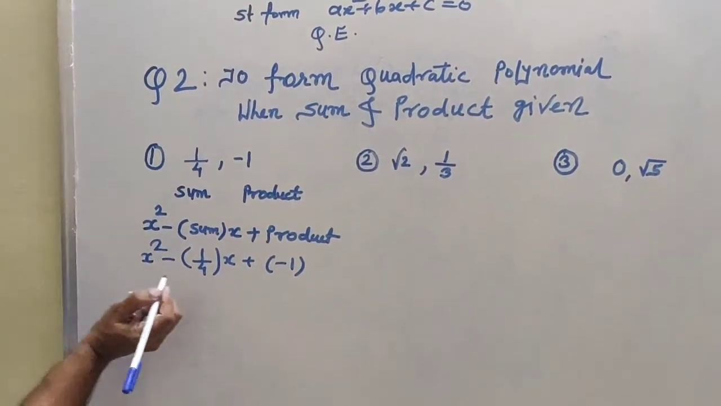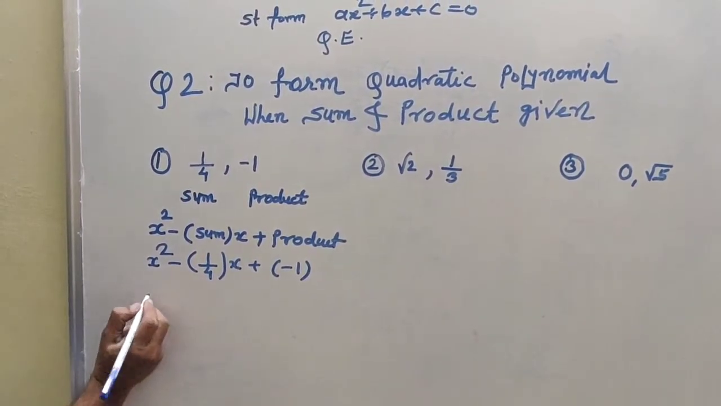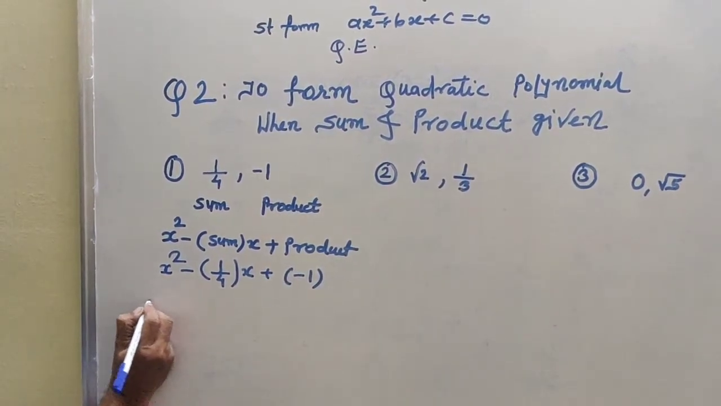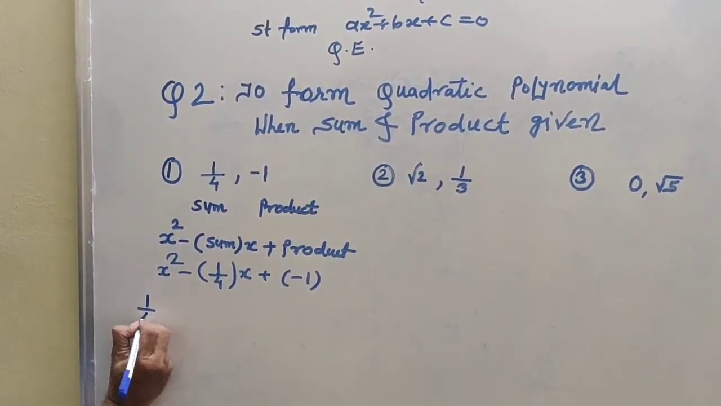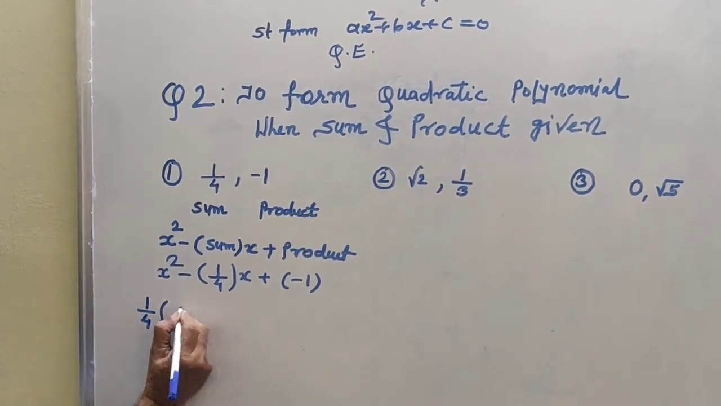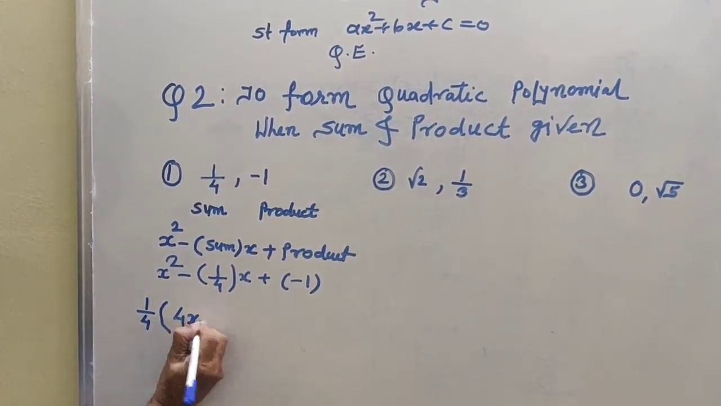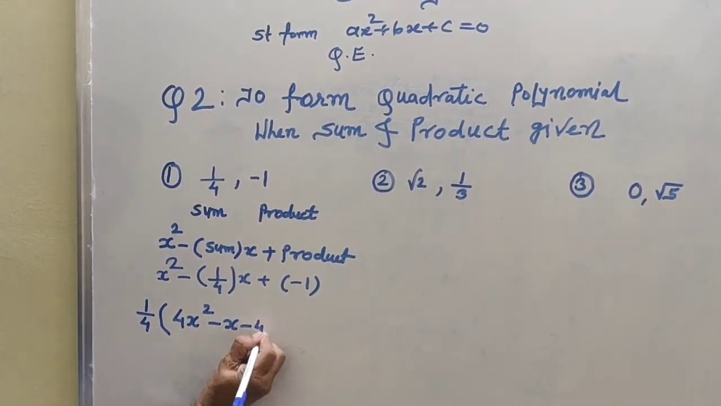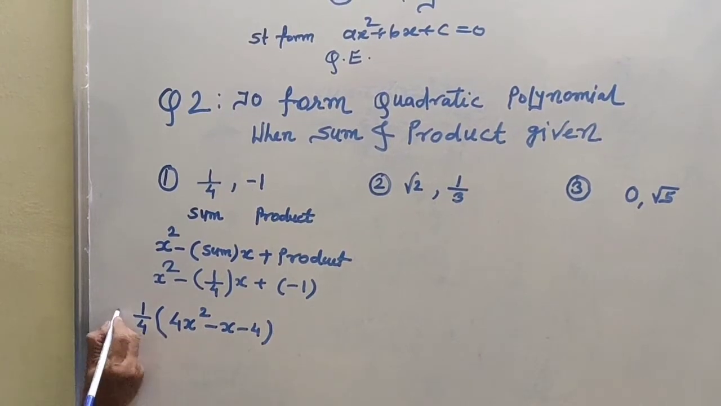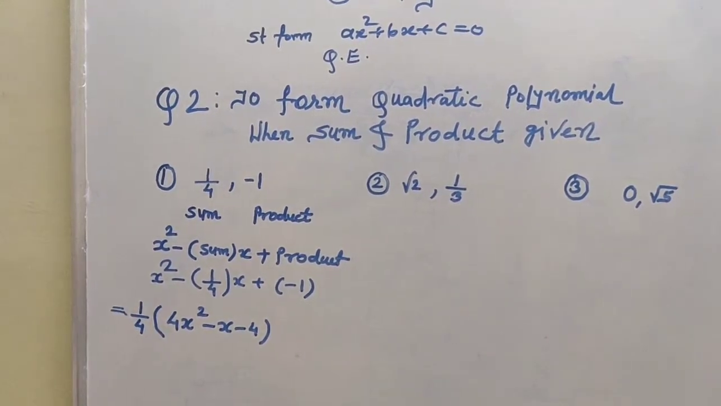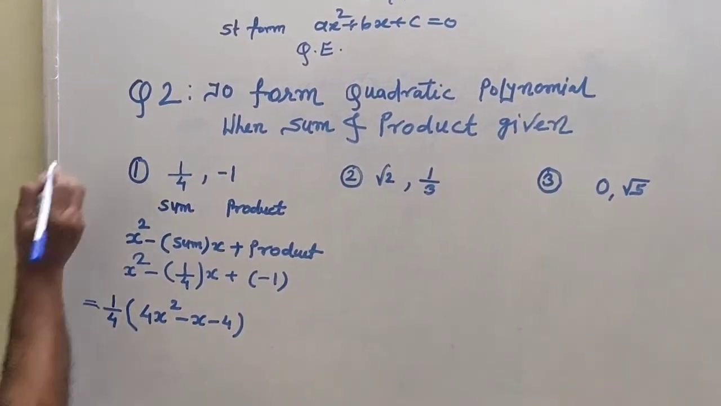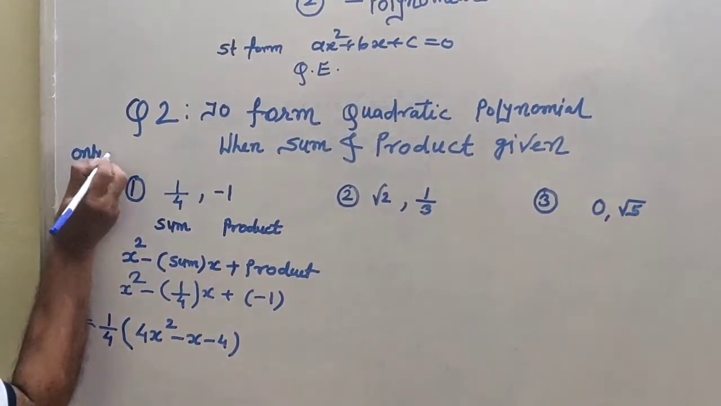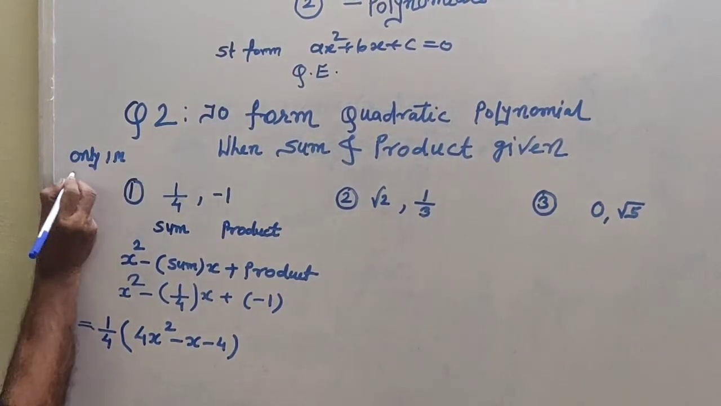Now here it is 4, so I will take the LCM and multiply the whole equation by 4. What will come here, 1 by 4 written outside, is 4x square minus x minus 4, the equation we want to find out. This question carries only 1 mark in the CBSE board. It is a 1 mark question in CBSE.